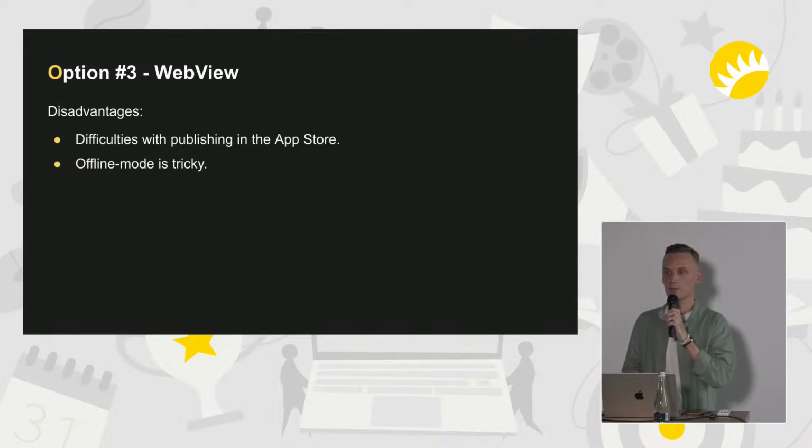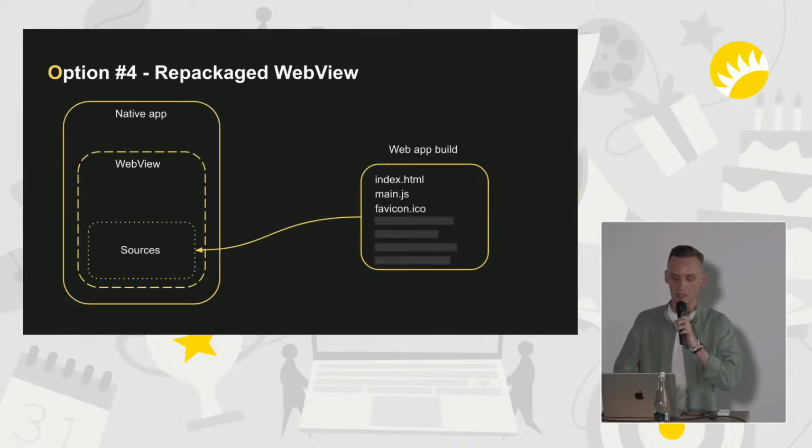To satisfy the App Store requirements, the native applications have to implement some native features. And offline mode, in the case of WebView, is tricky because we have to implement a service worker to store the web page sources locally. And even with a service worker, the very first launch won't work without an internet connection because there are no sources to show yet.